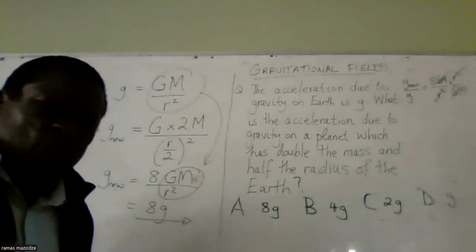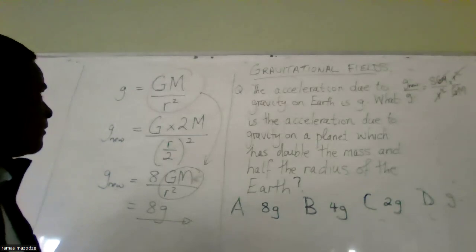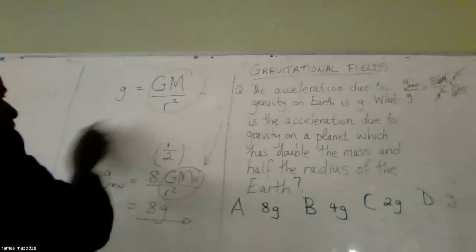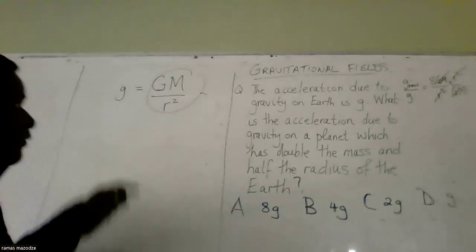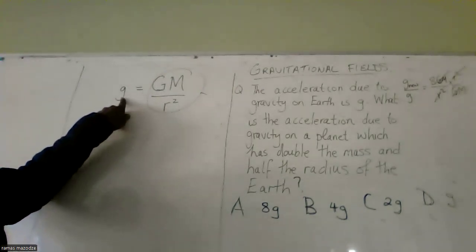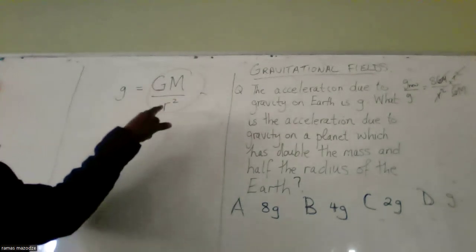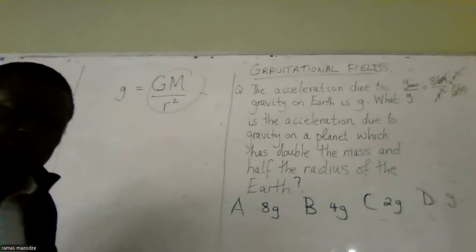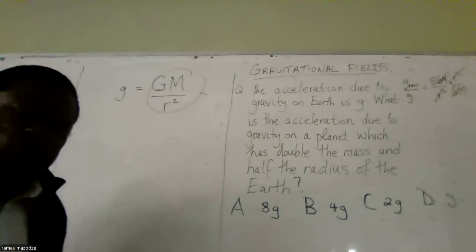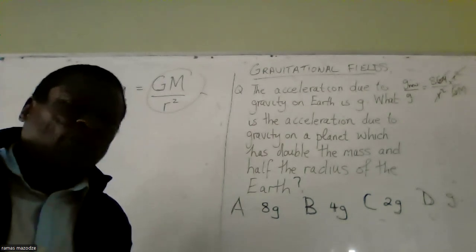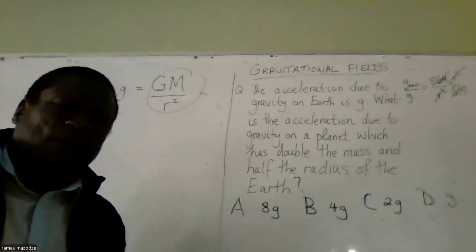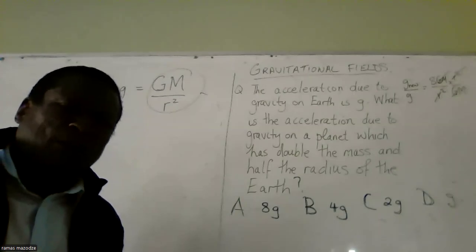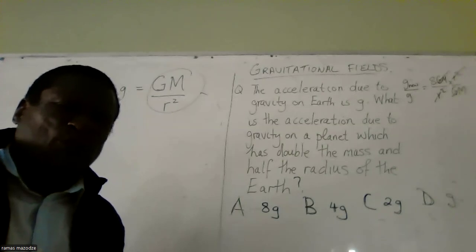Then the other thing that they normally like to ask here is, if you look at this equation for g, I hope you are following. You see that acceleration is directly proportional to the mass of the planet, and inversely proportional to the square of the radius of the planet. What they normally ask is prove that the acceleration due to gravity g is independent of the mass of the object. So we normally call the mass of the object small m.